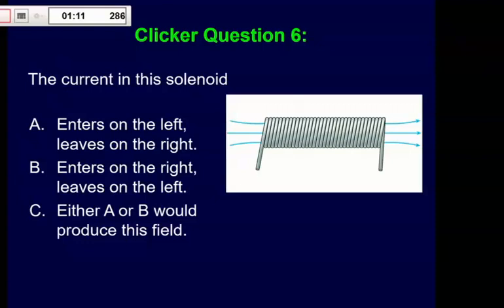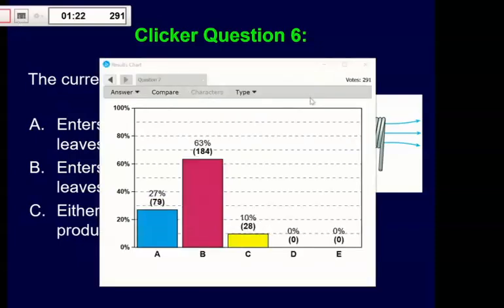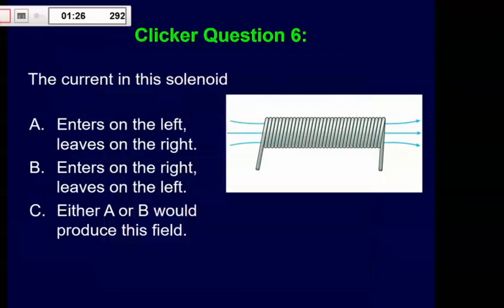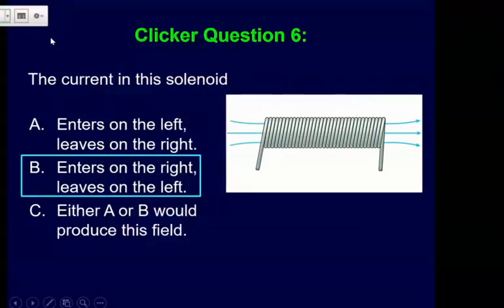Okay, I think that's most everybody now. And I think the majority agrees with me, but again, there's still a little bit of confusion. So let's talk about this. I would say it enters on the right and leaves on the left. So the current comes in here, and then I would say it comes out over here.